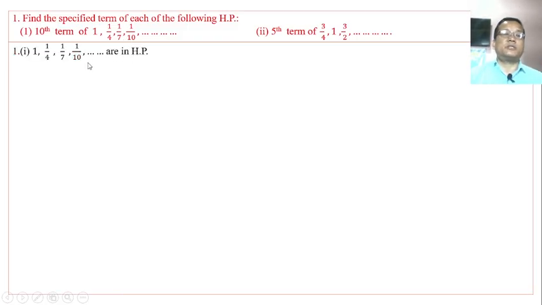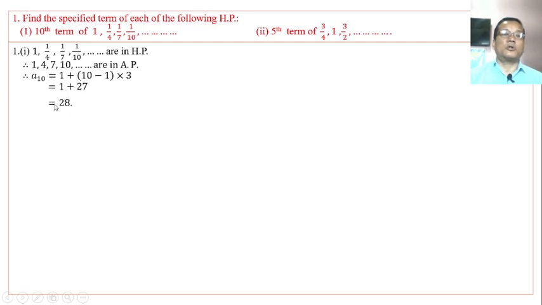For an HP, we take the corresponding AP. The reciprocals are 1 by 1 reciprocal 1, 1 by 4 reciprocal 4, 1 by 7 reciprocal 7, 1 by 10 reciprocal 10. These corresponding terms 1, 4, 7, 10 are in AP. Here a is the first term and the common difference is 3. Therefore the tenth term of this AP, A10, is the first term plus 10 minus 1 times the common difference 3.